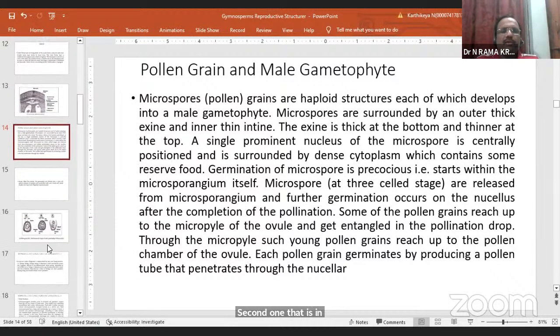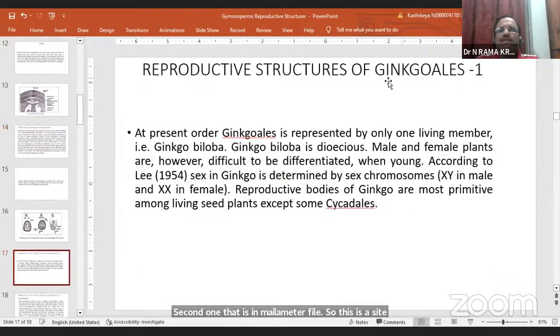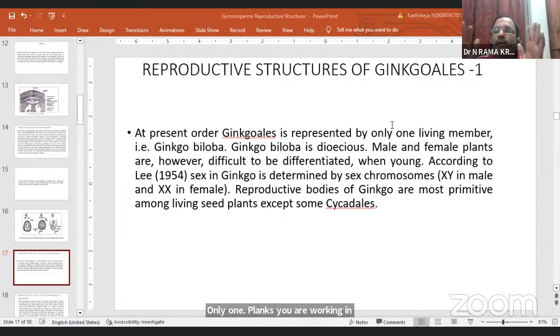I mean Cycadales. Next, the second one we are going to is Ginkgo biloba or Ginkgoales. Here there are a little more advanced characters. The present order of Ginkgoales is represented by only one living member, Ginkgo biloba, because this is a living fossil. Only one plant you are looking at in Ginkgoales, that is Ginkgo biloba. In the examinations, this one is most important.